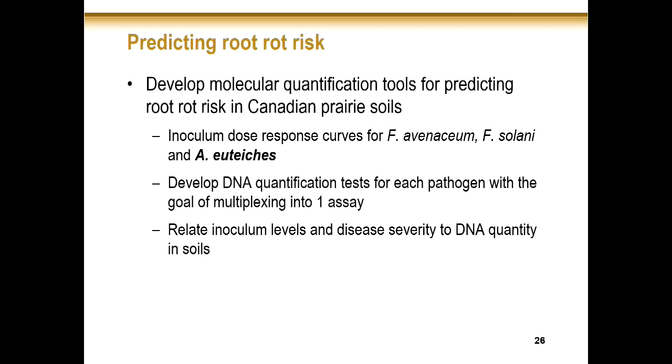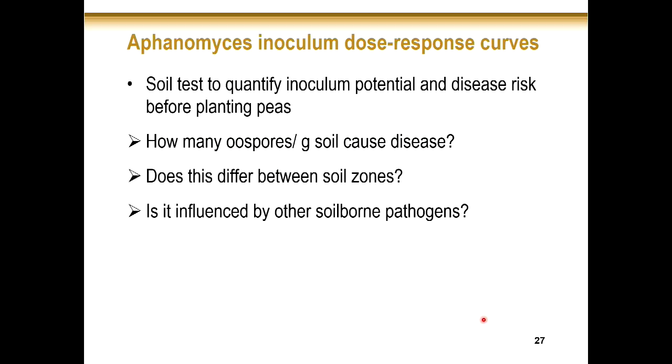And so the idea is that you can take a soil test, you can quantify the amount of inoculum that you have present in your soil, and know if you have a low, medium, or high risk of getting root rot. So there's quite a number of steps that need to go into producing that. We need to make an inoculum dose response curve, so how much inoculum causes how much disease. Then we need to develop a way to test each of these pathogens using DNA tests, and then we have to be able to relate that inoculum level to the DNA test to disease severity. So we're looking at a lot of different steps, and really the step that we're working on right now is trying to understand how much inoculum causes how much disease.